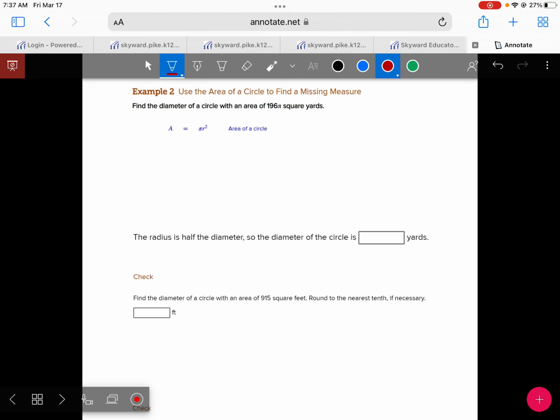Example 2, top of page 8. Use area of a circle to find a missing measure. It says, find the diameter. Again, I want you to get in the habit of circling or boxing what they want you to find, because it's not always going to be what you find initially in your problem. And it says it has an area of 196 pi square yards. Okay? And we're talking about a circle, so we start with the formula. Area equals pi r squared.